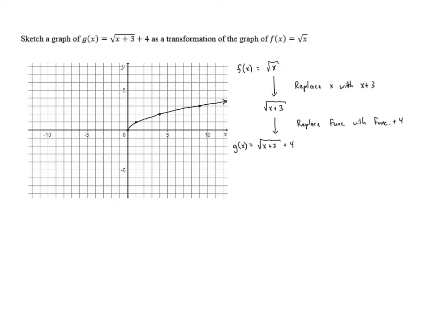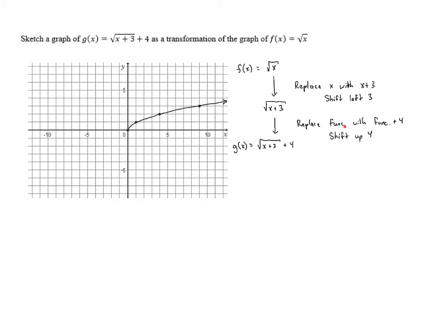Now we need to look and see what each of these transformations does to the graph. If we replace x with x plus 3, we know that this moves the graph to the left 3. It shifts to the left 3. We've already seen that transformation done. And then replacing a function with the function plus 4 requires shifting up 4.